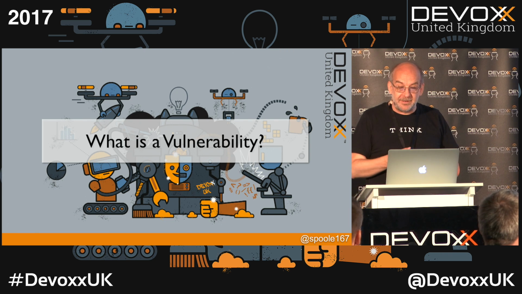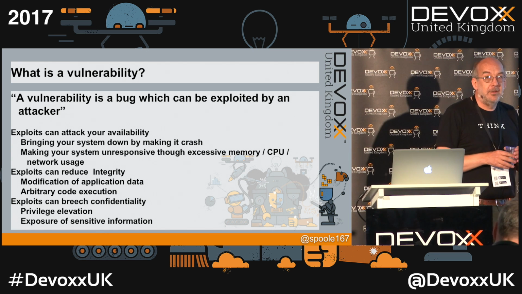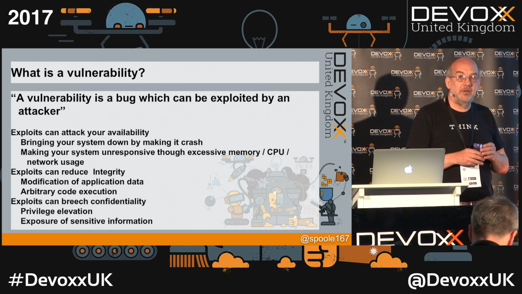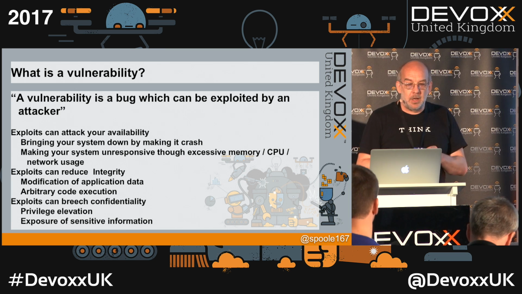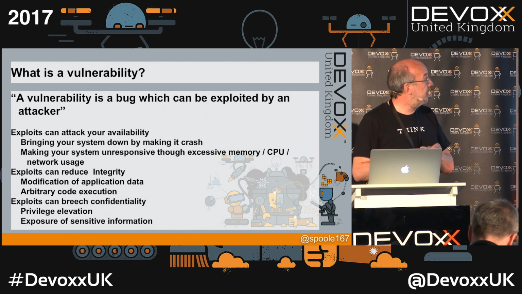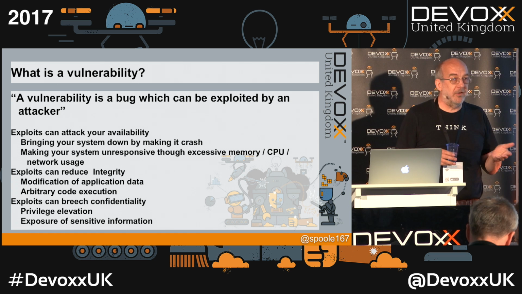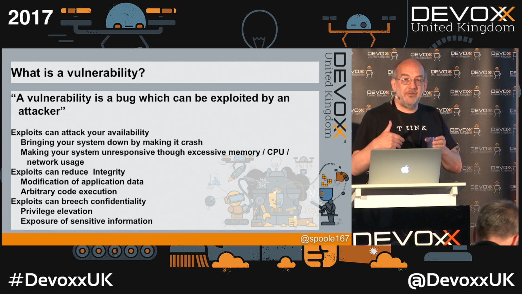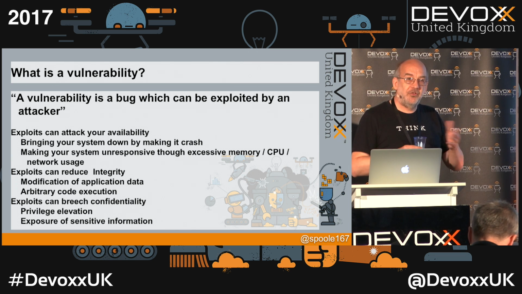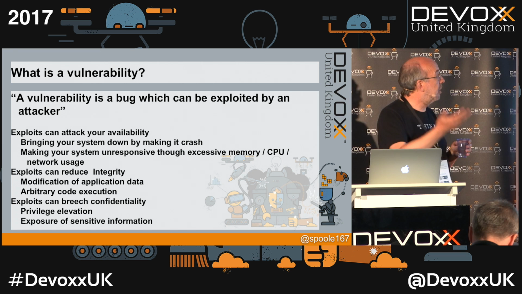What is a vulnerability? Let's talk about the wording. Generally people talk about vulnerabilities as being bugs which can be exploited. I found a bug in your code, and people can use that bug to do bad things to you. So the primary things are attacks on your availability. You have a bug, somebody finds it, somebody exploits it, and they make you crash. They crash your system, your system is down, you recover, they make you do it again. That's where you get ransomware. That's where you get denial of service things.